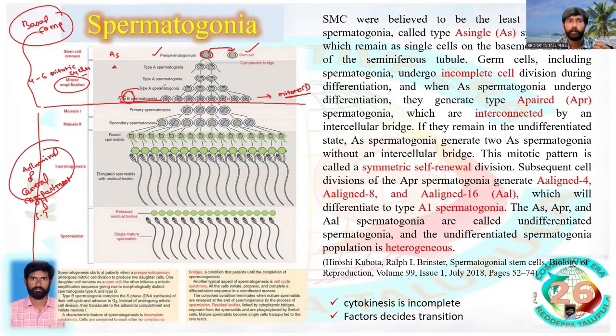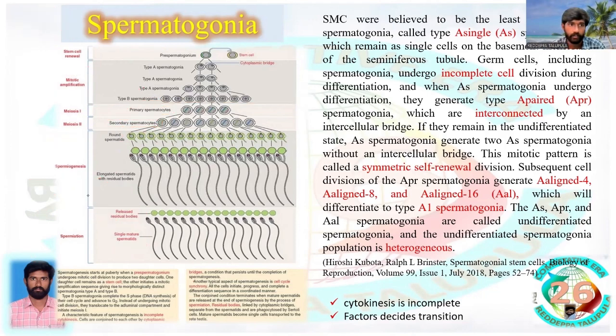and thus the type B acts as the precursor of primary spermatocytes, and because of meiosis 1, these primary spermatocytes will be present, and secondary spermatocytes will be produced. Next, the secondary spermatocytes are converted into round spermatids, and these round spermatids are converted into elongated spermatids with the residual bodies, and these elongated spermatids are converted into single matured sperms plus residual bodies. Okay, this is the mechanism involved in the conversion of spermatogonia to sperms.